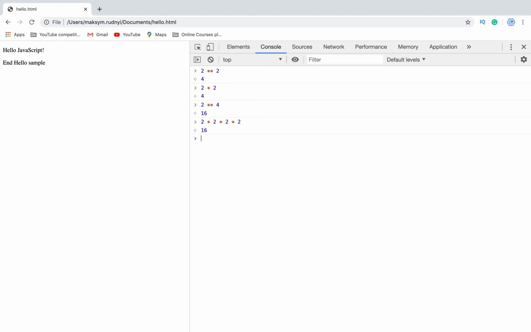16 is the result. From math we know the square root. How to get the square root? For example, we need 4 to the power of 1 divided by 2, it's 0.5, and we will get 2.